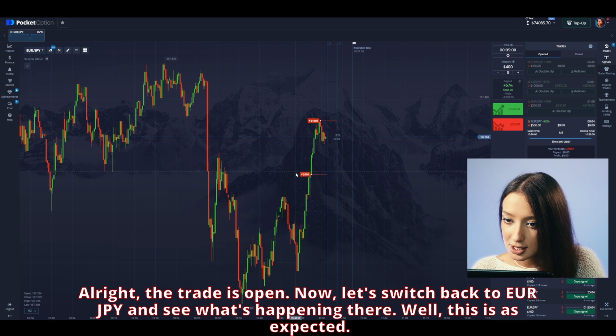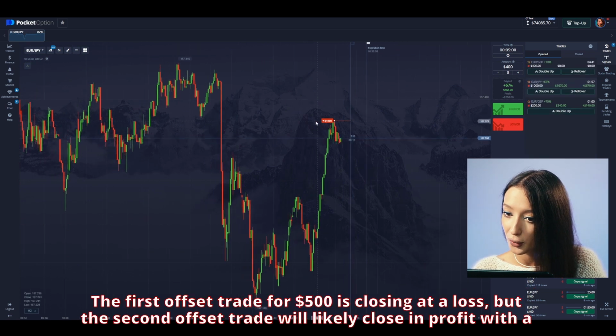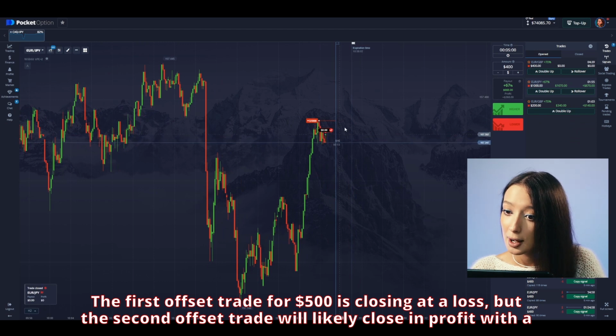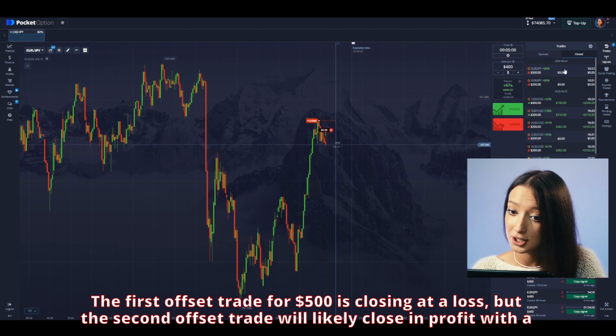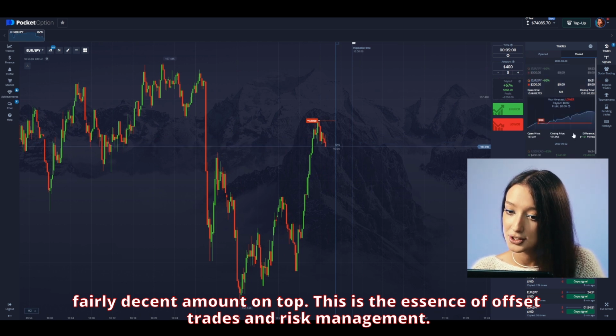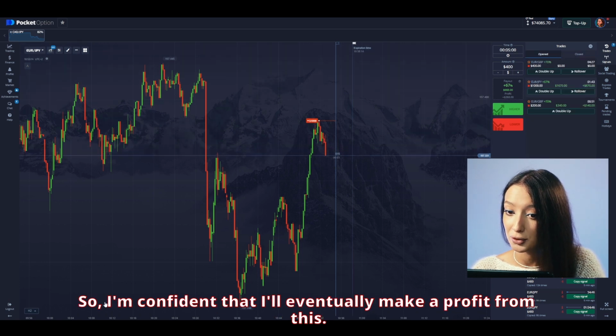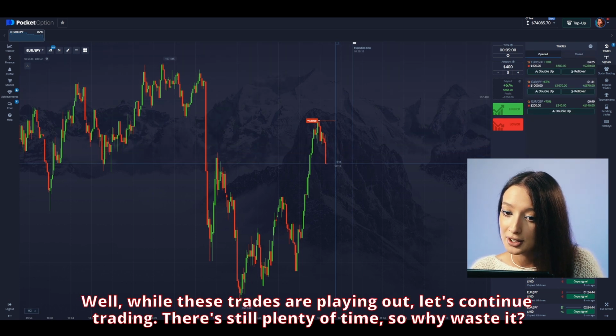Well, this is unexpected. The first offset trade for $500 is closing with a loss, but the second offset trade will likely close in profit with a fairly decent amount on top. This is the essence of offset trades and risk management. So I'm confident that I will eventually make a profit from this. While our trades are playing out, let's continue trading, because there is still plenty of time.